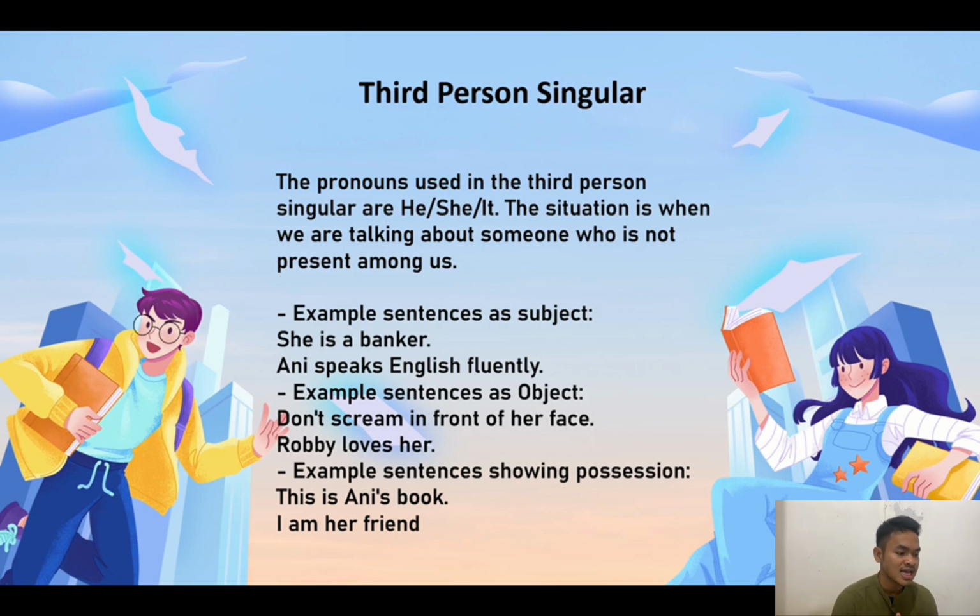Example sentences as subject. She is a banker. Annie speaks English fluently. Example sentences as object. Don't scream in front of her face. Robbie loves her. Example sentences showing possession. This is Annie's book. I am her friend.